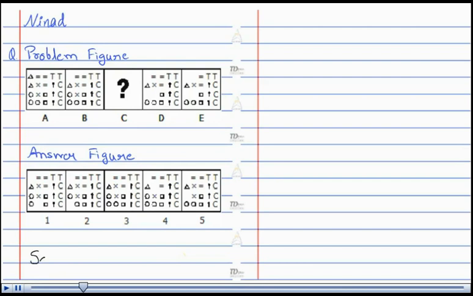Let us find the solution of this question. Now, if you look carefully, in each step, one of the figures has been removed. For example, from A to B, this triangle has been removed, and from B to C, one of the figures will be removed, and from C to D, one of the figures will be removed, and from D to E, we can see that this equal to sign on D has been removed and it is not in E. Therefore, the only option which can be the answer to this question will be option number 5.